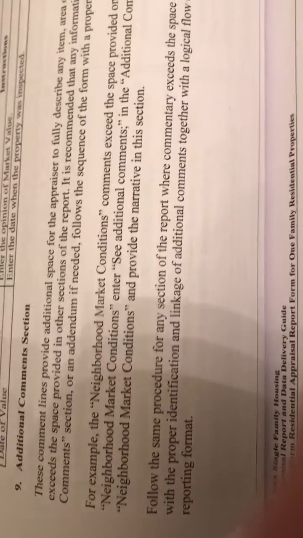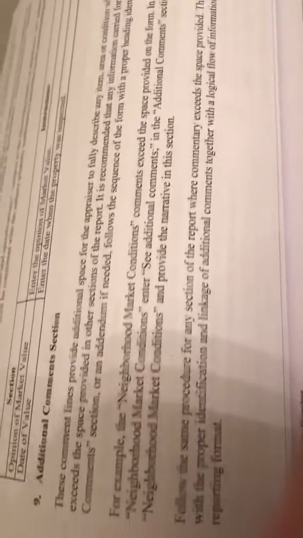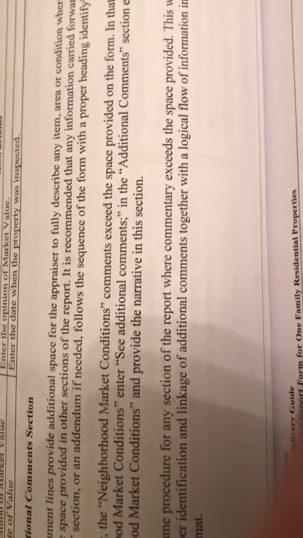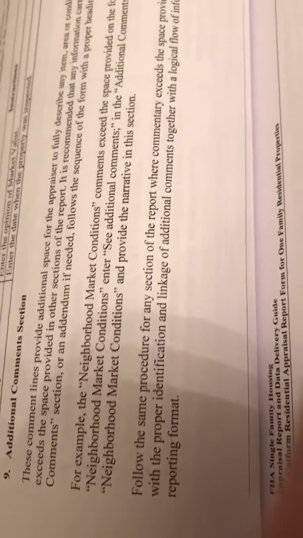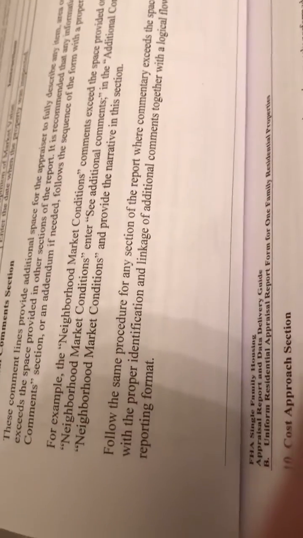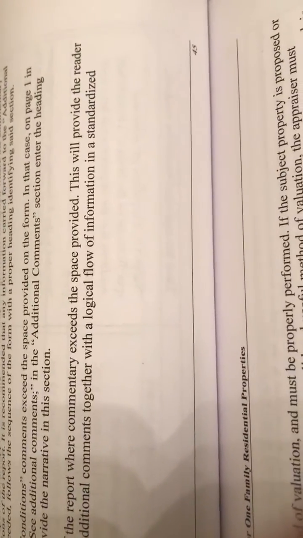For example, if the neighborhood market conditions comments exceed the space provided on the form, on page 1, in neighborhood market conditions, enter "see additional comments." In the additional comments section, enter the heading neighborhood market conditions and provide the narrative in this section. Follow the same procedure for any section of the report where commentary exceeds the space provided. This will provide the reader with the proper identification and linkage of additional comments together with a logical flow of information in a standardized reading format.